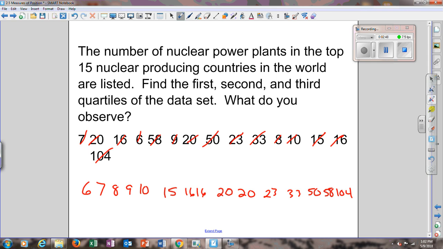Okay, so the easiest way to do this is to find the median first. So there's 1, 2, 3, 4, 5, 6, 7, 8, 9, 10, 11, 12, 13, 14, 15 numbers. So your median is going to be the 8th number. So that is Q2 right there.